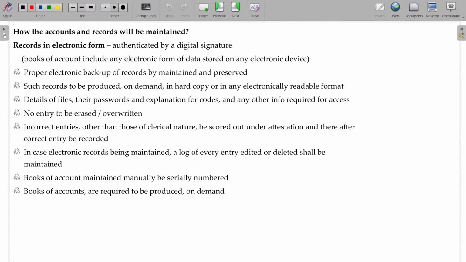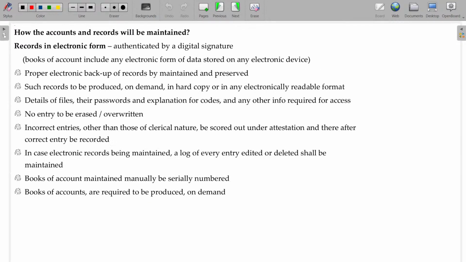Now, how is this to be maintained? First is the section. Subsequently, I am explaining those provisions, that's all. How to be maintained? Electronic form. Predominantly, you are maintaining all these things in electronic form, authenticated by digital signature. Okay. And stored in electronic data. Okay. Proper electronic backup.